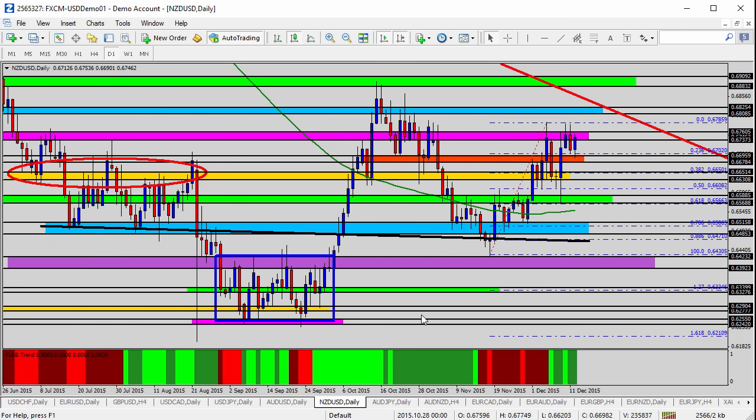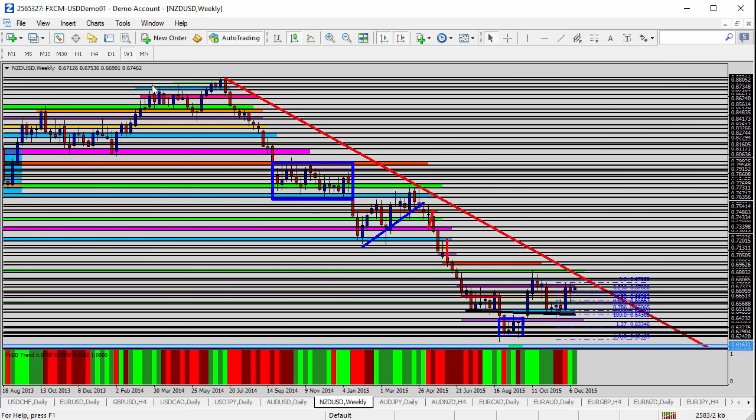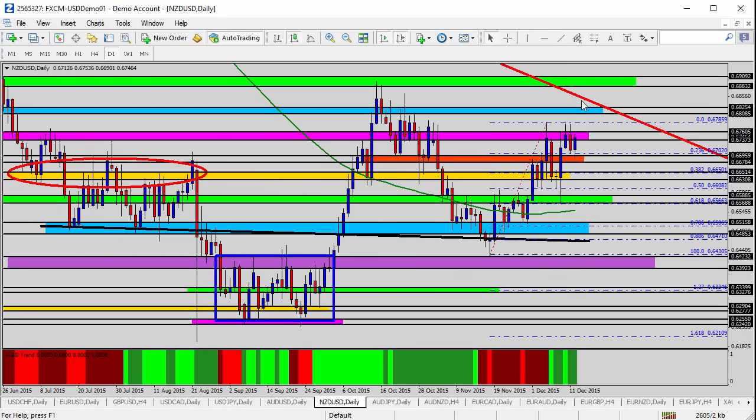Back over to the NZDUSD. It's been bouncing around over the past several days, finding resistance. One thing I want to point out here, let's go out to the weekly time frame. Take a look at the long-term trend line, the red trend line there. That's important for us here on the New Zealand dollar. That's just above current market, closer towards the 6,800 level.